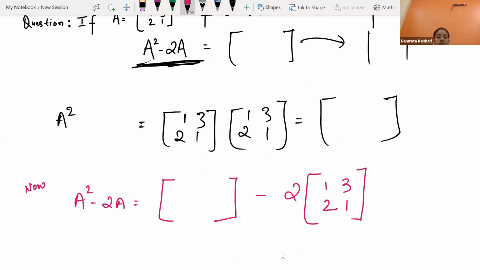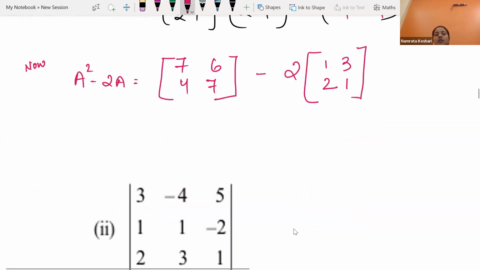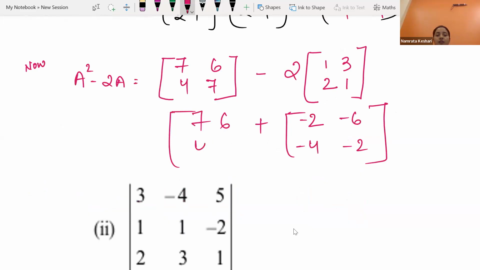The matrix is 7, 6, 4, 7. Yeah, perfect. Now we will be taking it as it is because we are supposed to first find the matrix A square minus 2A. So this is what we are having in hand. 2A, we can take as minus 2 in the bracket, added with, we can write like this as well. So negative 2, then minus 6, then minus 4, then minus 2. Then we can add them.